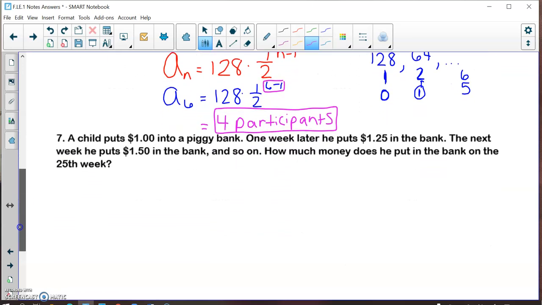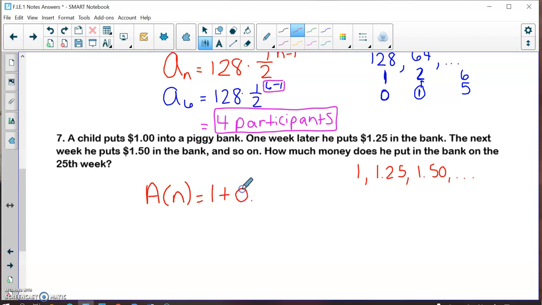So that works. And then our last problem, we have a child putting $1 into a piggy bank. Then the next week, $1.25, then the next week, $1.50, and so forth. All right, remember this was the formula A of n is equal to 1 plus 0.25 times n minus 1. We want how much money does he put in the bank on the 25th week?